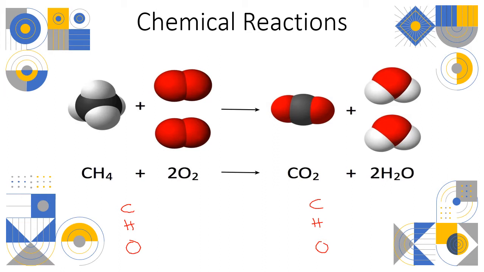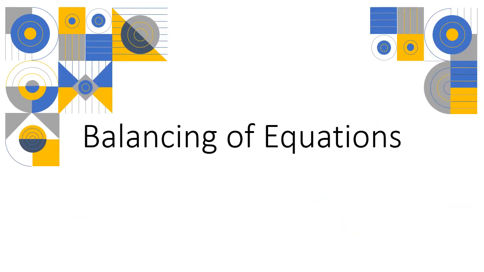and let's count and compare if the amounts are the same. So we have one carbon on this side and also one carbon on the other side. For hydrogens, we have 4, and for the product, we also have 4. And for our oxygen, there are 4 oxygens on this side, and there are also 4 oxygens on our product side. And this proves the law of conservation of mass. This then makes the law of conservation of mass the backbone for balancing of equations.